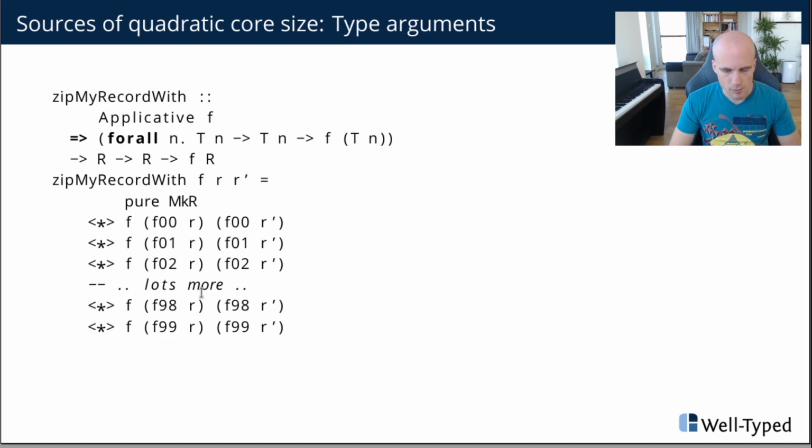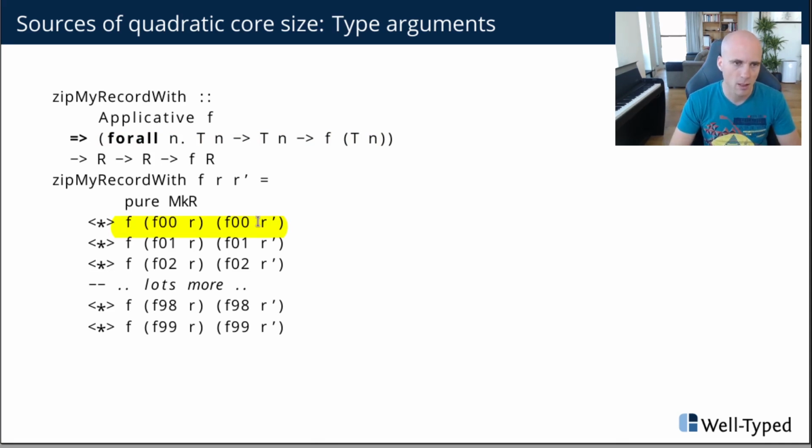Okay, let's move on now to the more subtle problem, which is types. Consider this function zip, which is going to zip 2 records together, given some function that we are going to apply pairwise to every field. Now clearly we're going to have to apply this function once for every field in the record, right? So clearly we're going to have 100 of these applications.